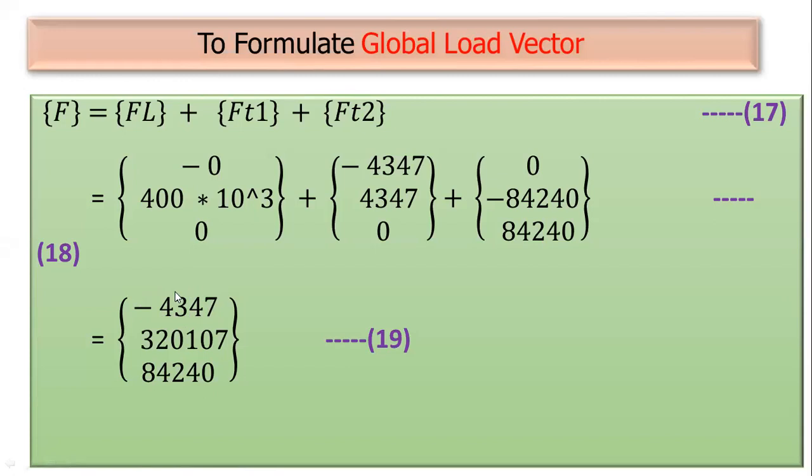-4347 is the load at temperature, load at node 1, 320107 is the total load in Newton on node 2, 47240 is the total load on node 3. So in this step, you just add 1, 2, and 3.